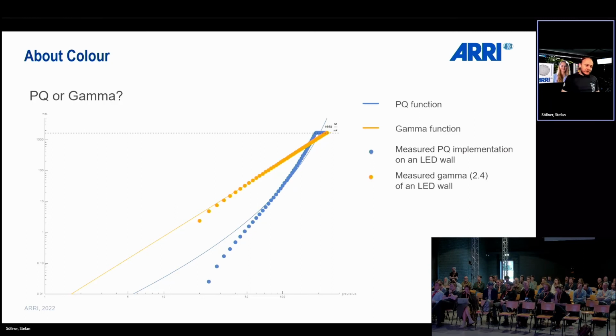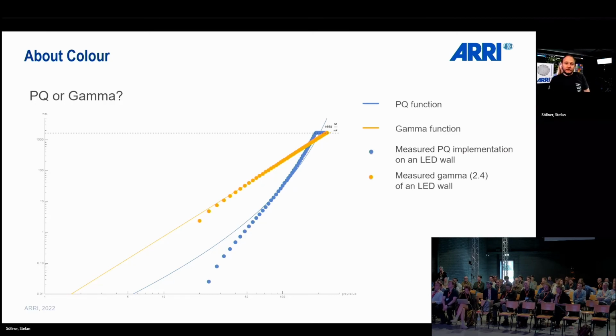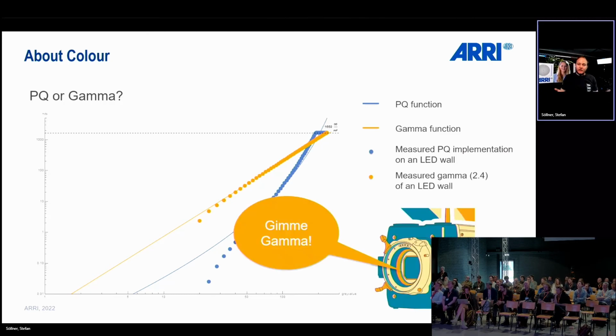And in the end, the PQ function is called perceptual quantizer. It's made for perception, made for the eye. The camera is not an eye, and therefore the camera doesn't care if it's gamma or PQ. So go for where the LED wall performs better, and that is gamma.